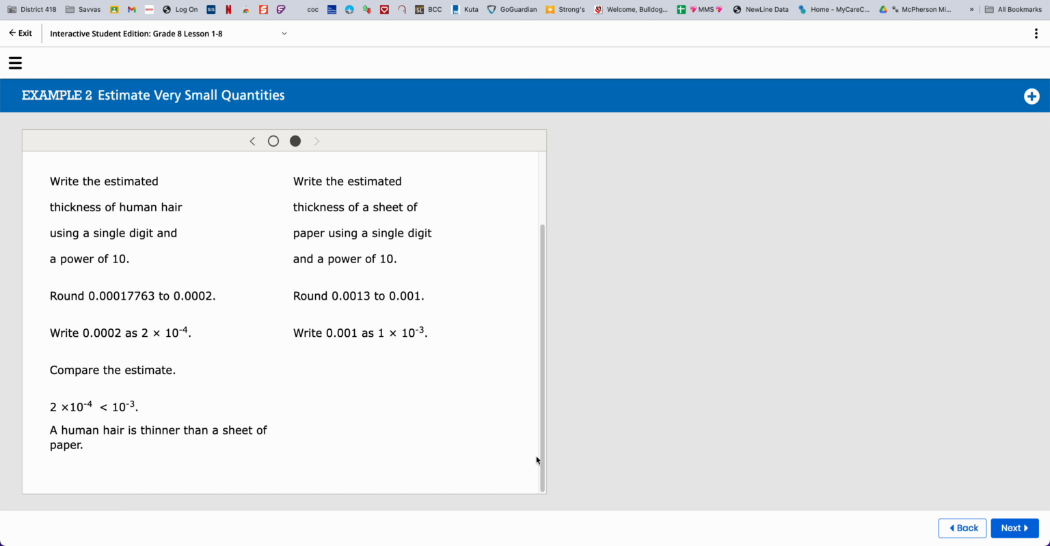10 to the -3 is bigger than 10 to the -4. We have to think about negative numbers being a little bit backwards, right? So a human hair is thinner than a sheet of paper because it's got a smaller exponent. -4 is a smaller exponent than -3. Cool. Okay? All right, so I think there's some practice ones for us to do on this.